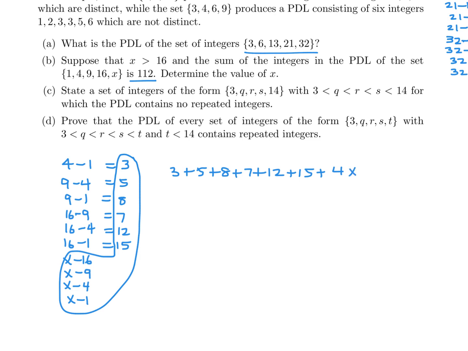Let's see here. 16 plus 25 is 25 and 30. So it would be minus 30, I believe. And that whole thing adds up to 112. So this becomes 4x plus 50 minus 30 is 112. And you guys can do this. 4x is 92, and then x is therefore 23.